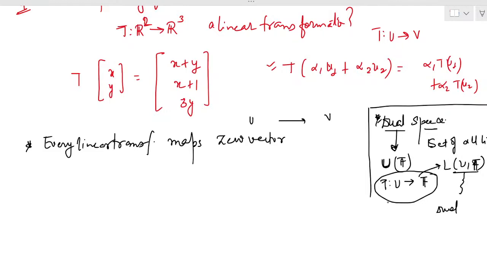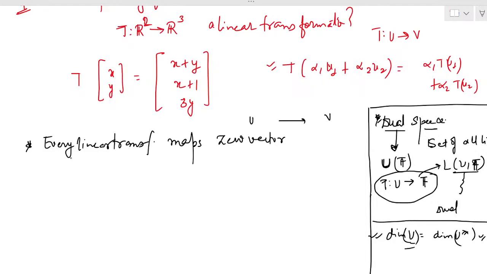And remember, if you are considering a finite dimensional vector space, then the dimension of U and the dimension of the dual space are equal. Always remember this. There is a theorem which says that every finite dimensional vector space will have a dual space. So indeed, R, which happens to be a linear vector space, will also have a dual space.